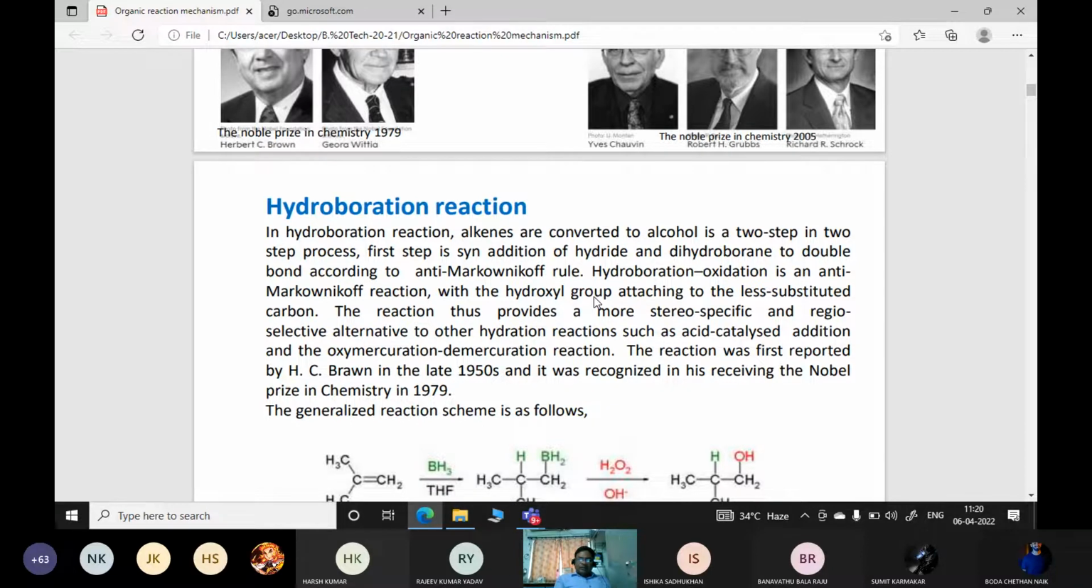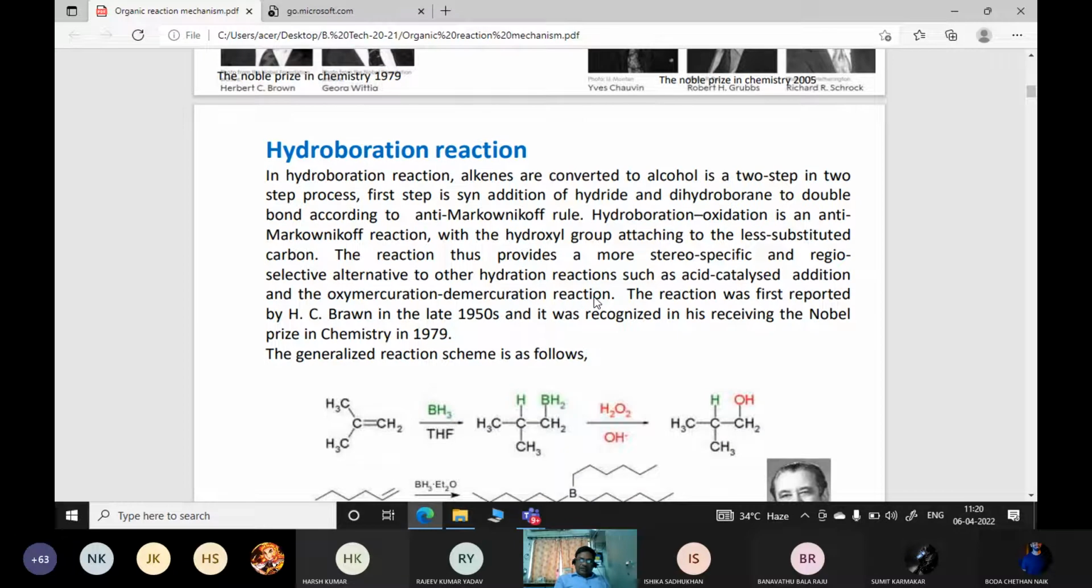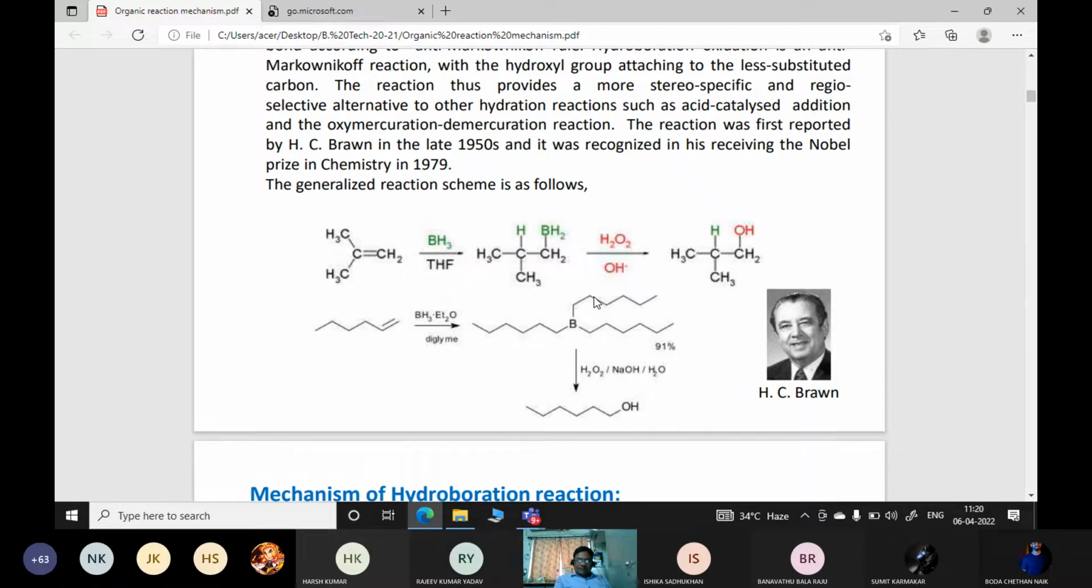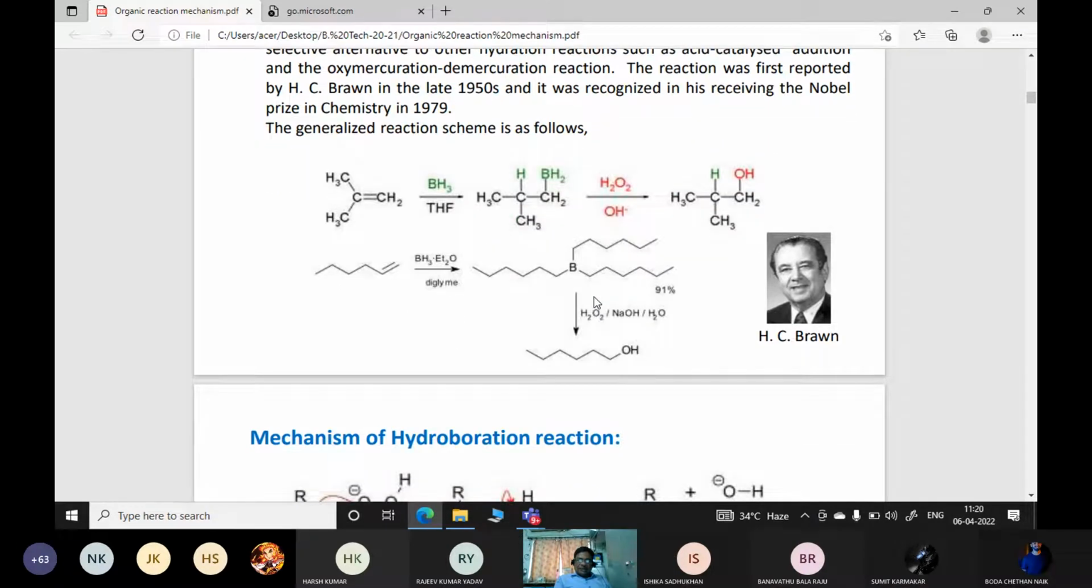About the hydroboration reaction, you have already learned it in 11 and 12 and solved so many problems, but we will highlight it here to get the flavor of the mechanism, as well as the different steps of the mechanism, and his contribution to the development of organic chemistry. Now about the reaction, this is very simple.